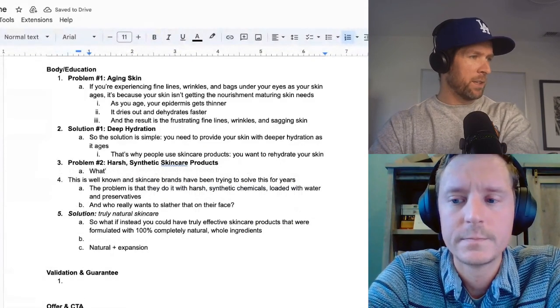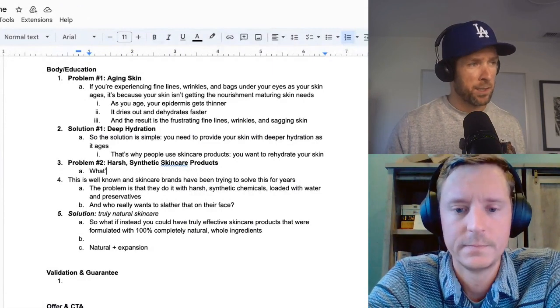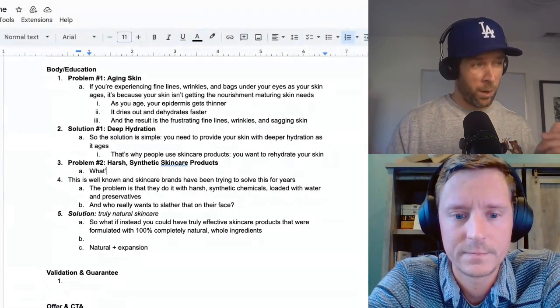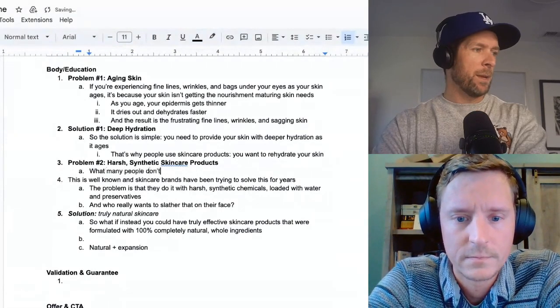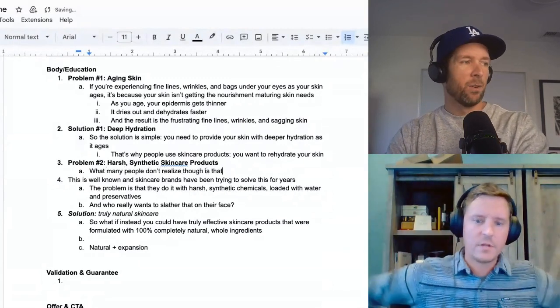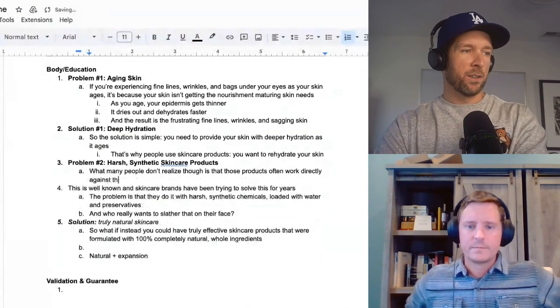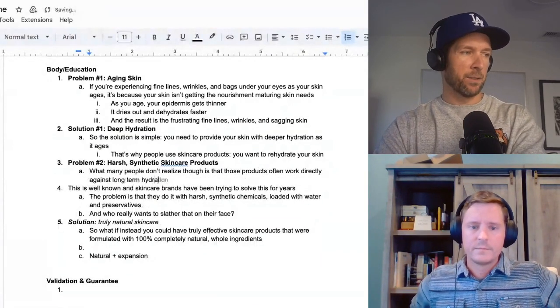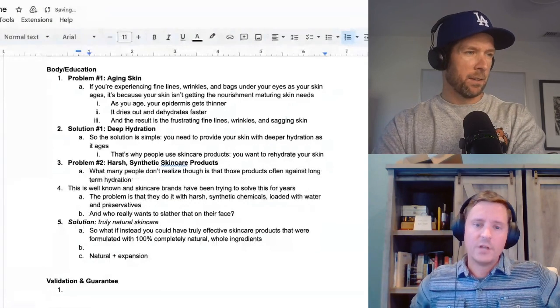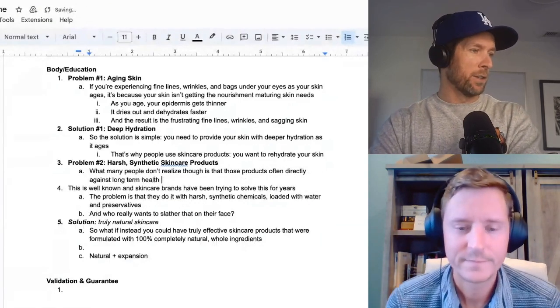Okay. And so what we could do then is let's say the solution is simple. You need to provide your skin with deeper hydration as it ages. That's why people use skincare products. You want to rehydrate your skin. What many people don't realize, though, is that those products often work directly against long-term hydration of your skin, or something like that. Long-term skin health. Yeah, that's good. Long-term, let's call it health and hydration.